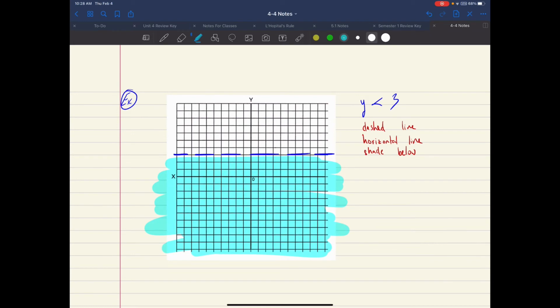So that would represent the solutions for that inequality.